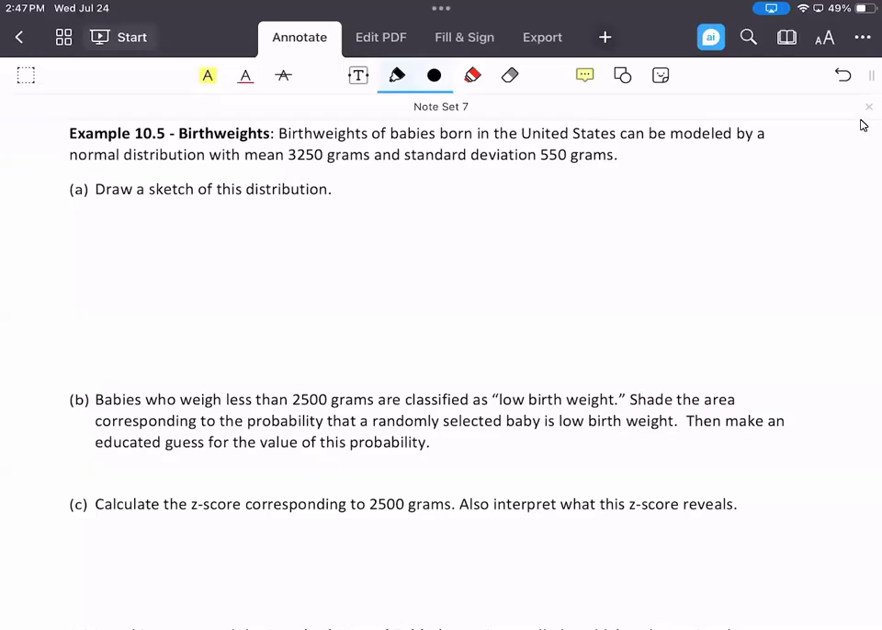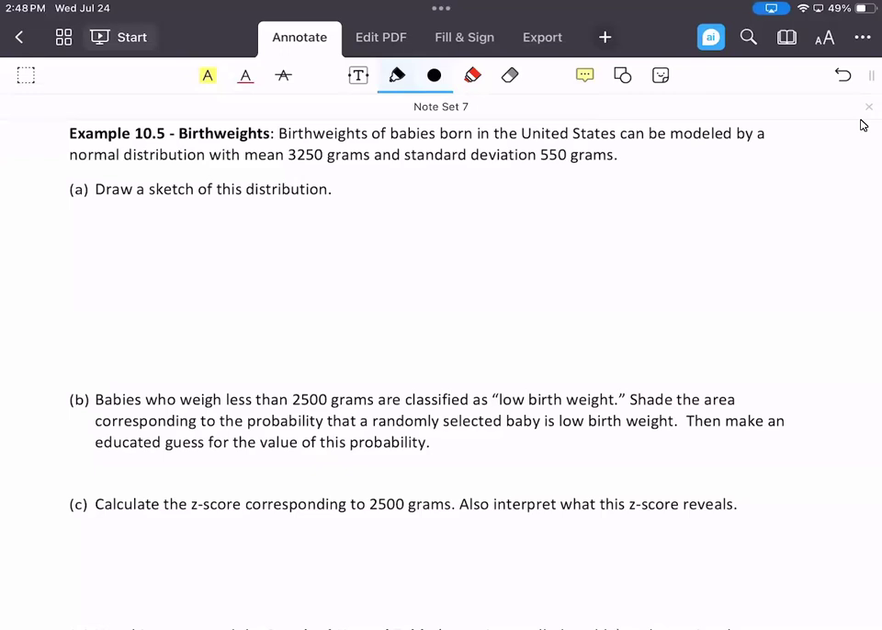In this example, we're going to work with not only looking at a normal distribution in general, but also figuring out calculating the z-score based on some questions, and also using that standard normal table, which is at the end of your note set. So, birth weights.